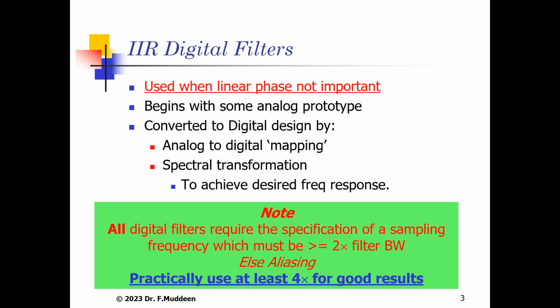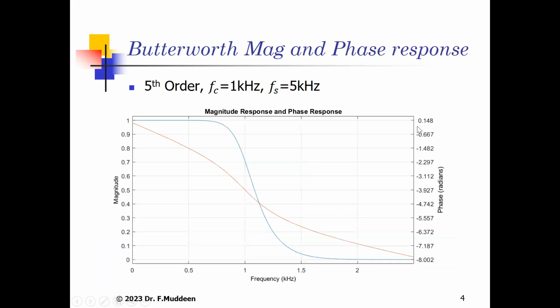Practically, we go to about 4 times for generally good results. You don't go exactly to the Nyquist frequency because the performance is not optimal at that point.